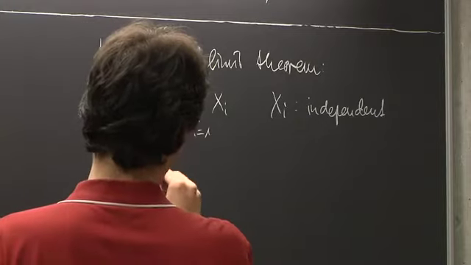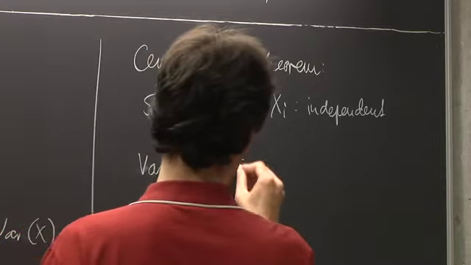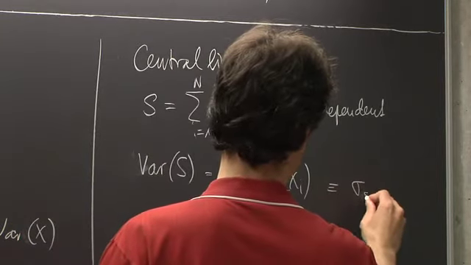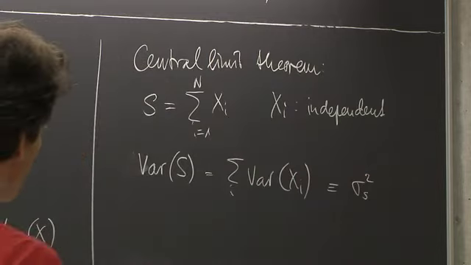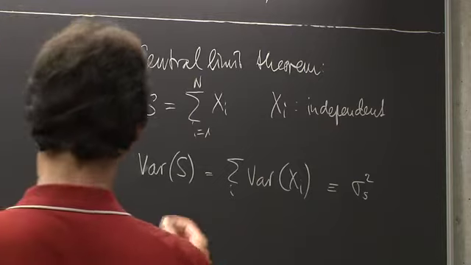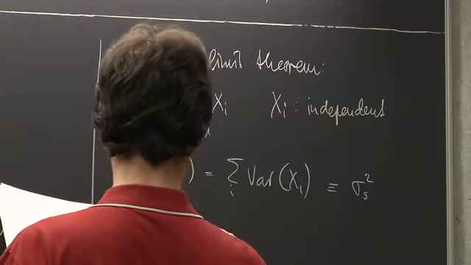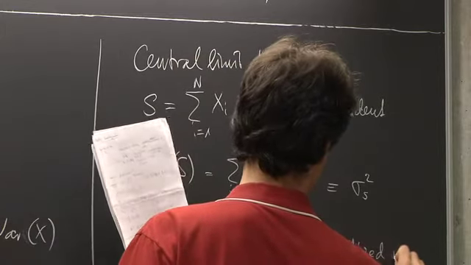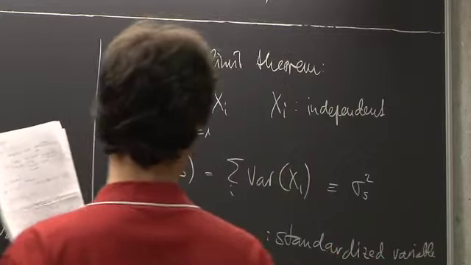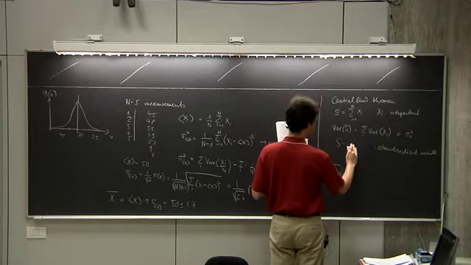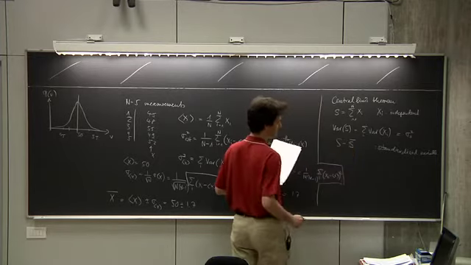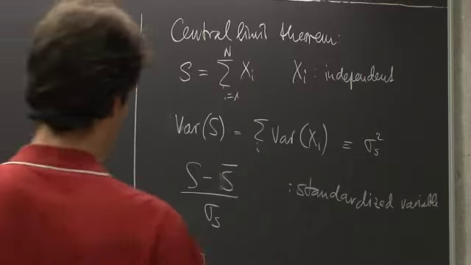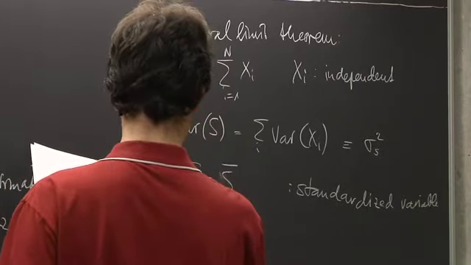So of course you know that the variance of this S is just the sum of the variances, right? So let's call this sigma S squared. In which sense does this go to a Gaussian? Well, you should actually define a standardized variable. You subtract the expectation value of S, and you divide by the standard deviation, and you call this new variable small s.